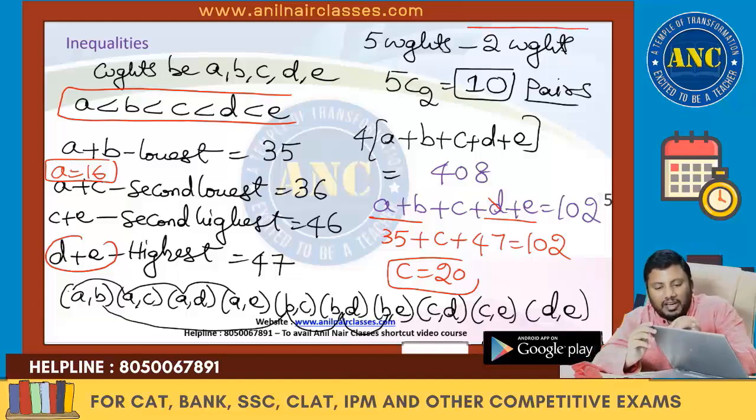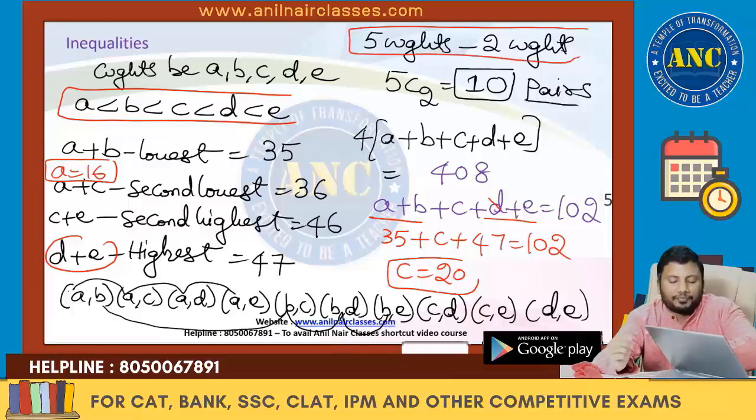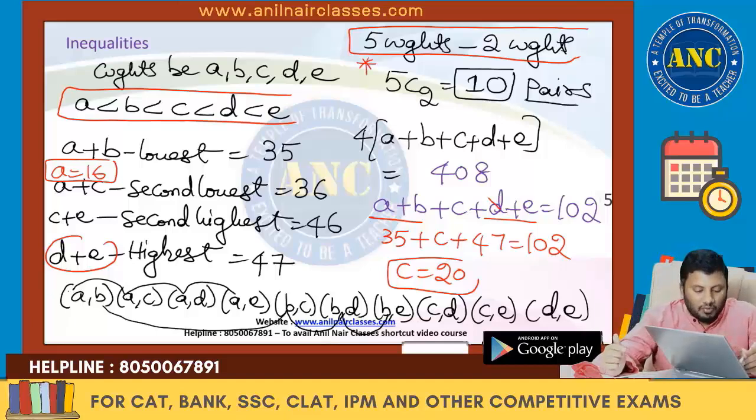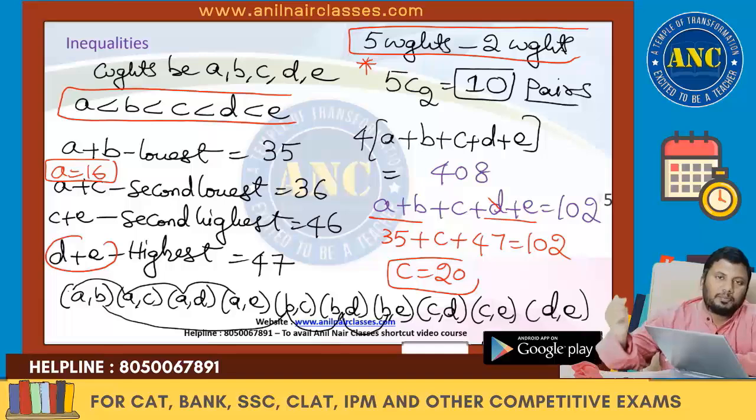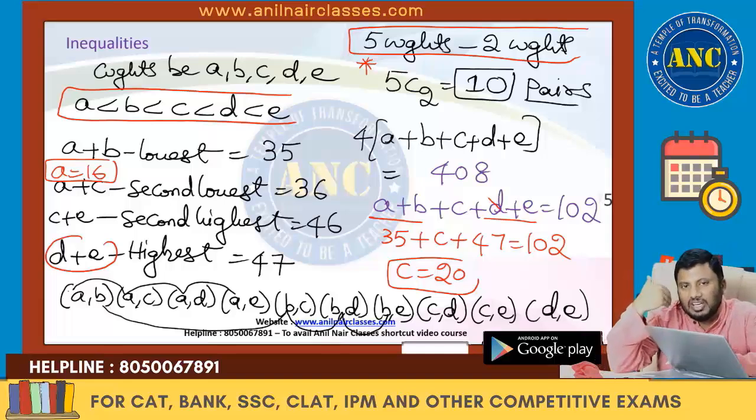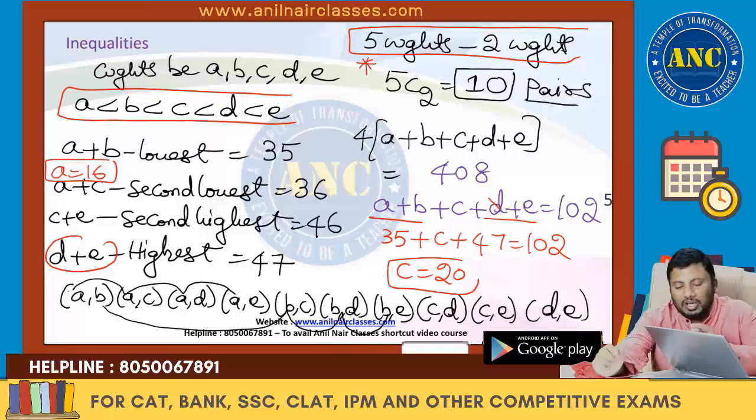Out of 5 weights, the weights are weighed in pairs. So out of 5 selecting 2, 5C2, it is 10 pairs. What are the 10 pairs? These are the 10 pairs. A with B, A with C, A with D, A with E. A is combined with 4 others, so 4A will come. B also with 4 others.